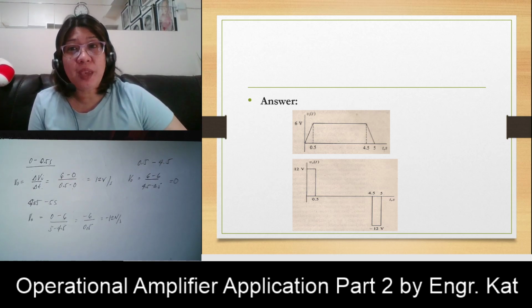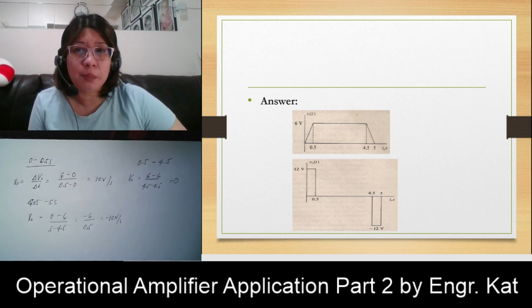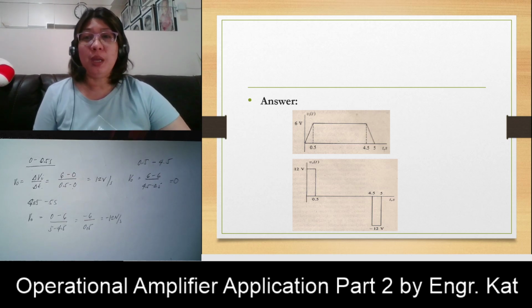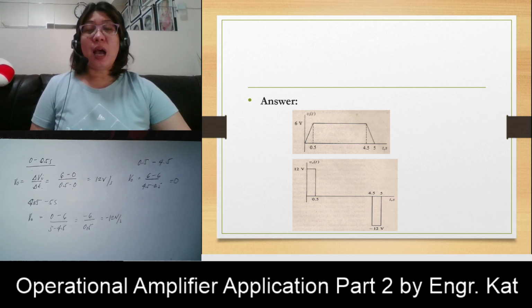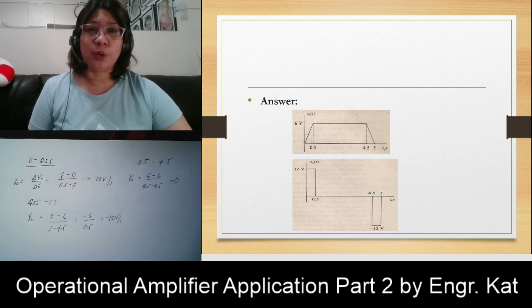So again, we have a differentiator circuit. So when you have a ramp as your input, you have a DC as your output. But if your input is DC, there is no change in input with respect to time, so your output is always equal to 0. So that is the application for a differentiator circuit.